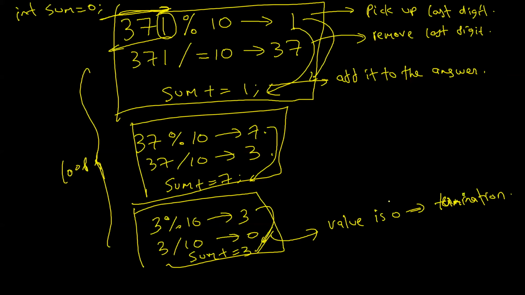Value 0 is the termination condition, and this is the procedure every time, right? Initialization is with this value, and the termination condition is this one. The update is already happening. This is the update statement. So we have all the 3 parts of the loop. So definitely we'll go for the loop.